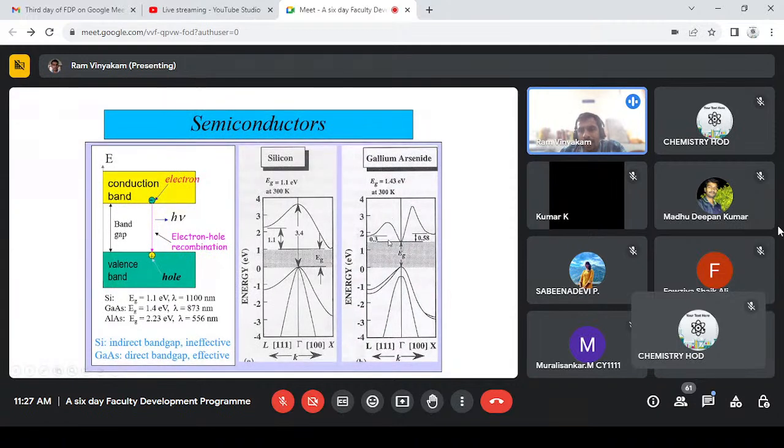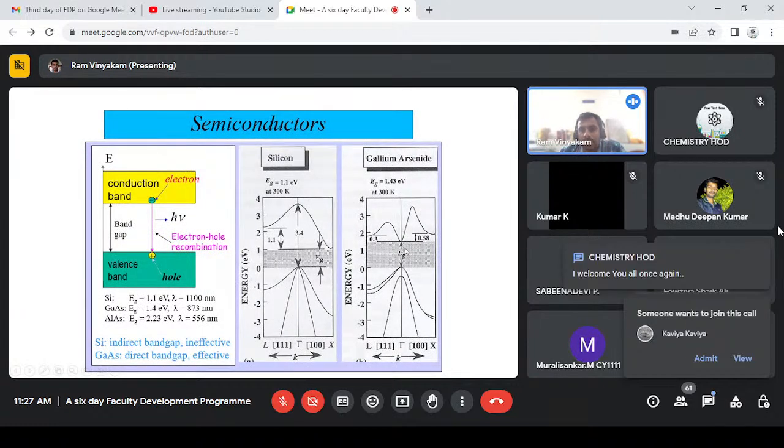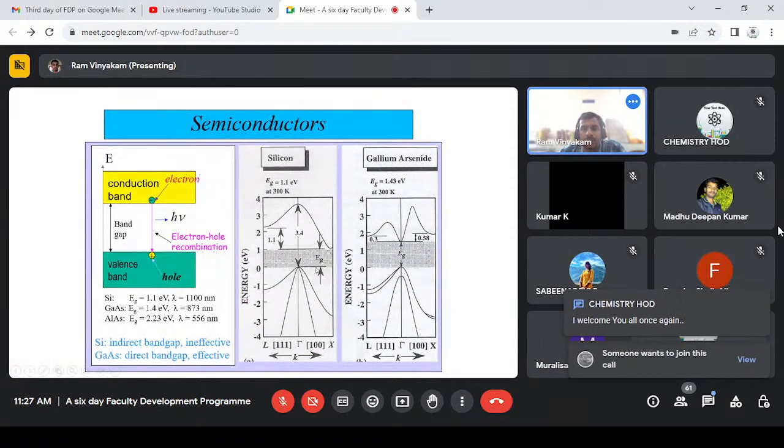In the case of gallium arsenide, which is a compound semiconductor, you can easily see that the valence band top and the bottom of the conduction band lie in the same direction of the Brillouin zone, or in the same vectorial direction. So they form a direct band gap semiconductor, whereas silicon and germanium form indirect band gap semiconductors.